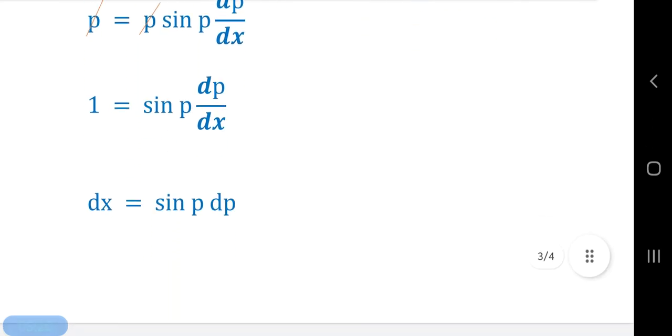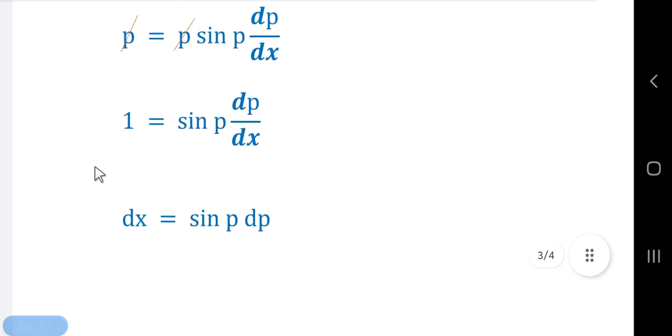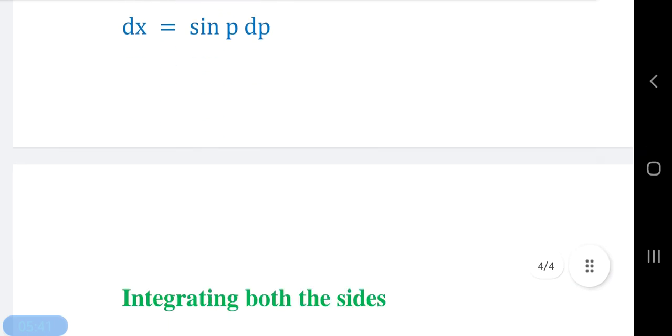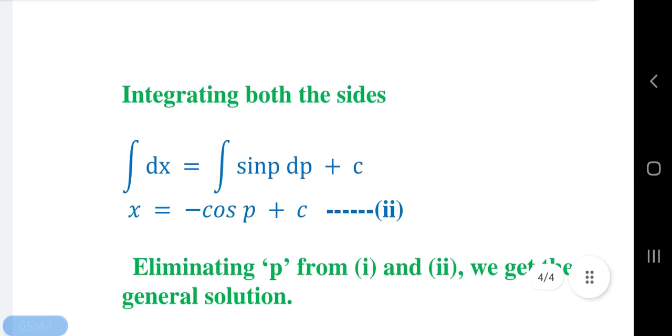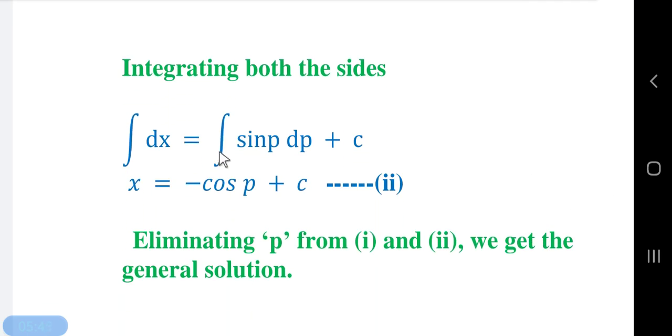Now by the way of variable separable, I bring the variable x to the left hand side, p to the right hand side. So this dx goes to the left hand side, so dx is equal to sin p dp. Integrating on both sides, integration of dx is equal to integration of sin p dp plus c. Integration of dx becomes x and sin p becomes minus cos p plus c.